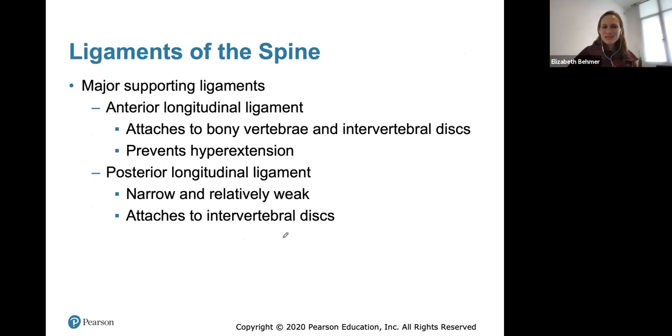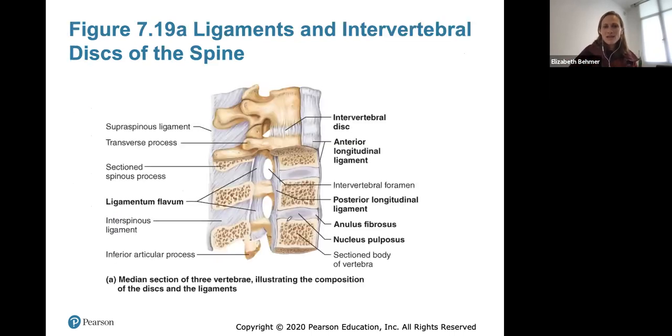The ligaments of the spine, you have different ligaments that help to support, prevent hyperextension of the spine. They attach to intervertebral discs. So these are ligaments of the spine to also provide support. And these ligaments are seen here. The ligaments travel between vertebra of the vertebral column to provide support and prevent your spine from hyperextending itself.